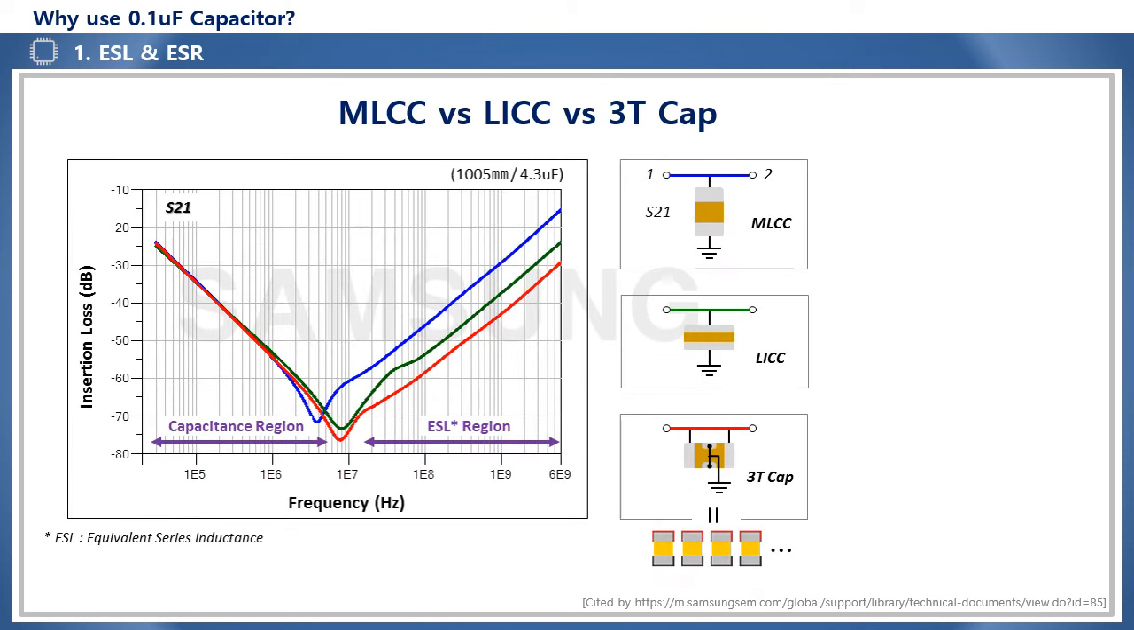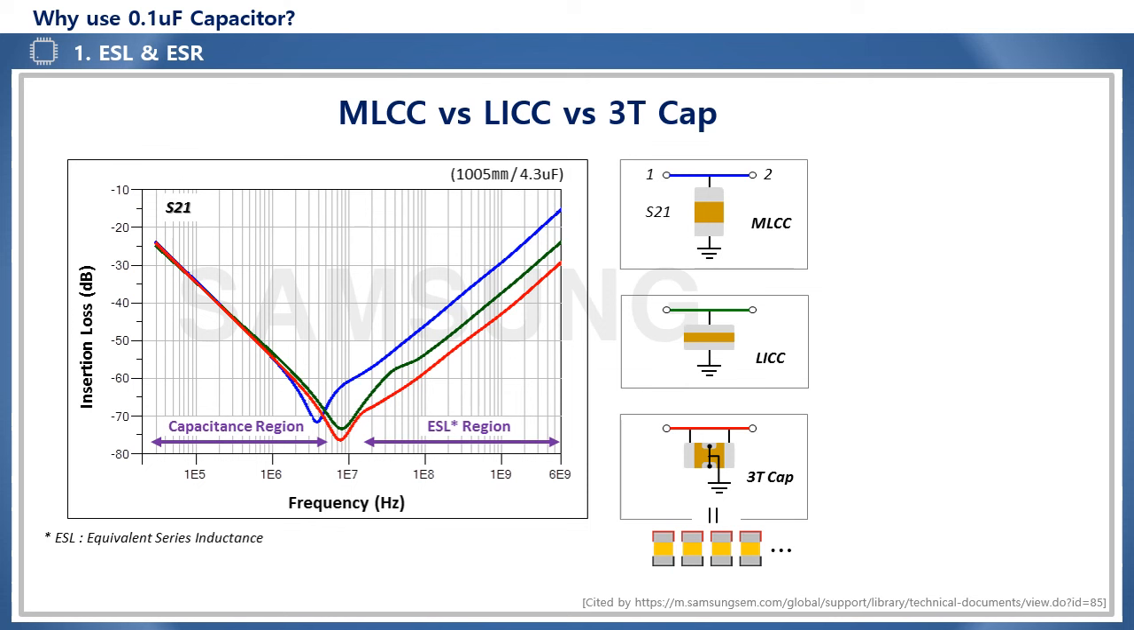When comparing the impedance characteristics of MLCC, LICC, and 3-terminal capacitor of the 1005 type, the blue curve for MLCC has the lowest SRF, followed by the green curve for LICC and the red curve for the 3-terminal capacitor. The 3-terminal capacitor has the lowest impedance in the high range, so it has the best noise reduction characteristics. In general, one 3-terminal capacitor can have the same effect as designing multiple MLCCs in parallel.